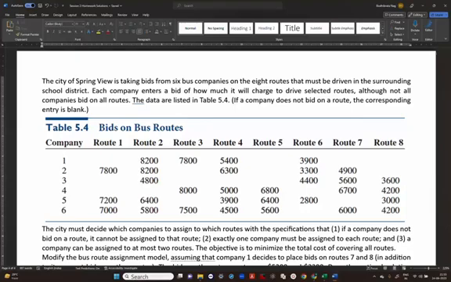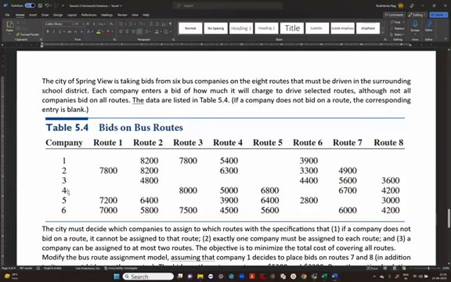So in this problem, what we have is a problem in which you're taking bids from 6 bus companies for operation on 8 routes, and the cost is given there. So say, for example, company 1 bids for route 2 at a cost of 8,200, route 3 at a cost of 7,800, route 4 at a cost of 5,400, route 6 at a cost of 3,900. Company 6 bids for route 1 at the cost of 7,000, route 2 for 5,800, route 3 7,500, route 4 4,500, route 5 5,600, route 7 6,000, and route 8 4,200.